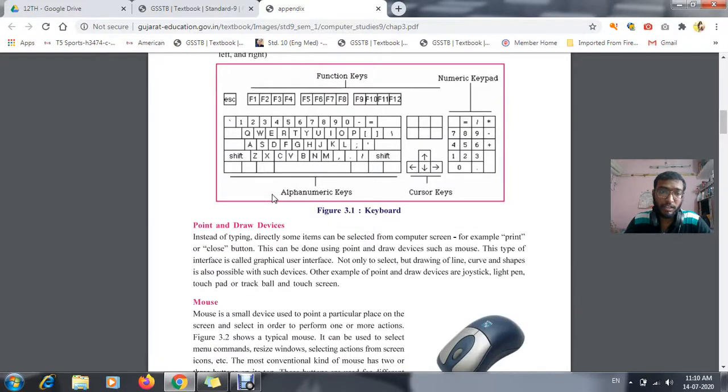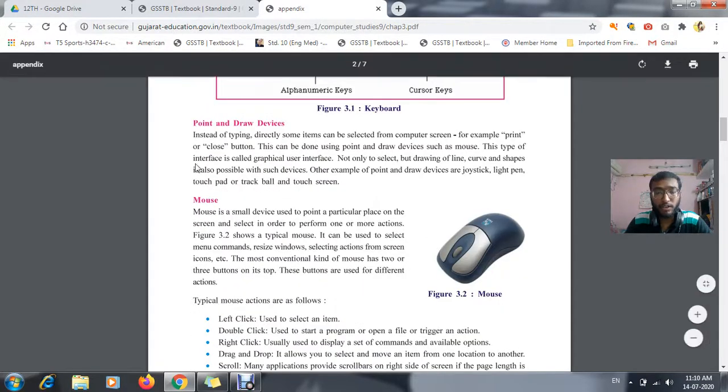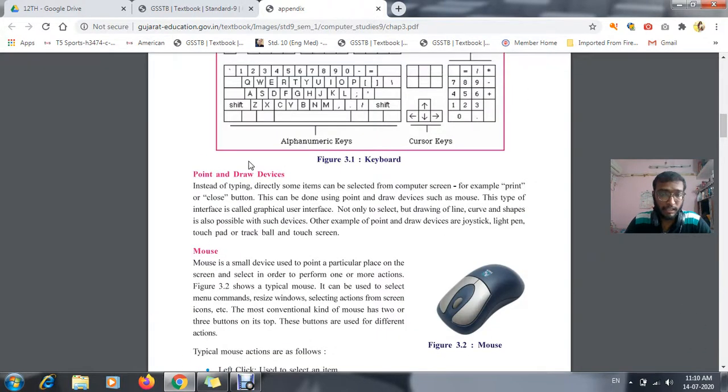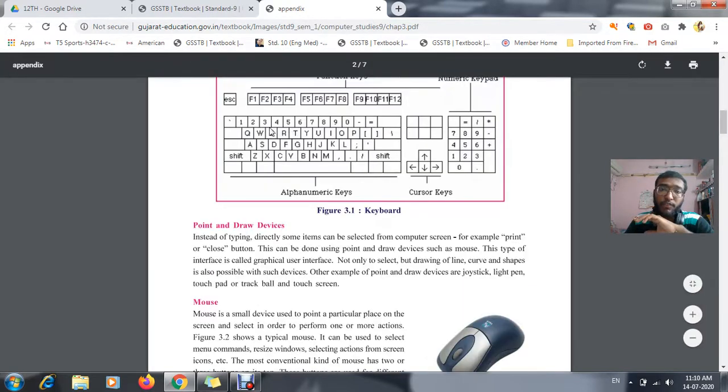In your previous period we learned about your input devices, that is a keyboard and mouse. Mouse is also known as a point and draw device. We learned about the keyboard, that there are a total of 12 function keys, starting from F1 to F12, and number keys starting from 0 to 9.